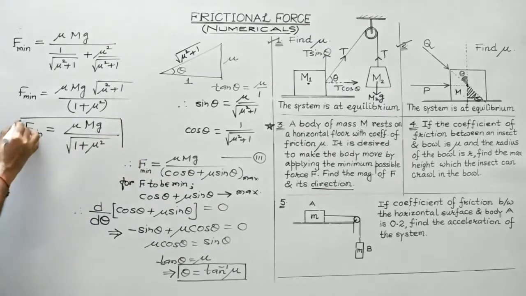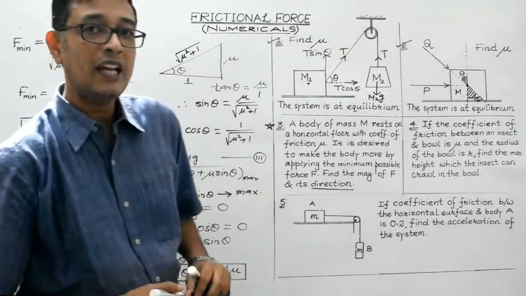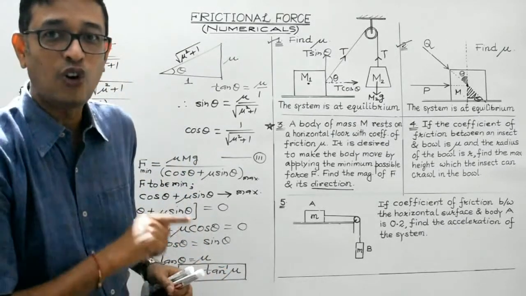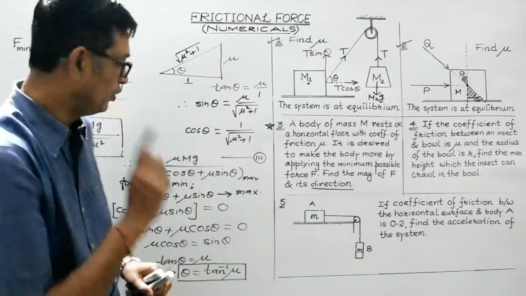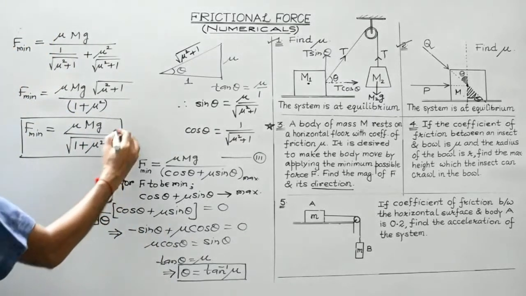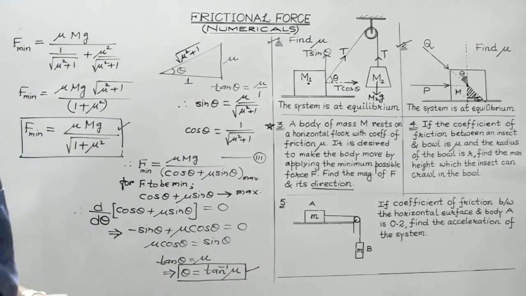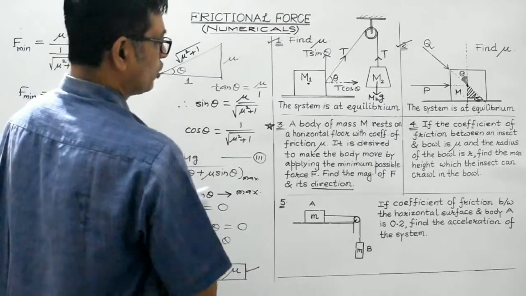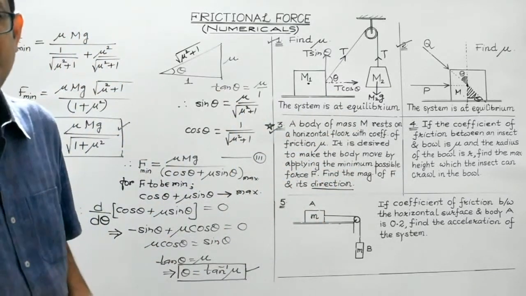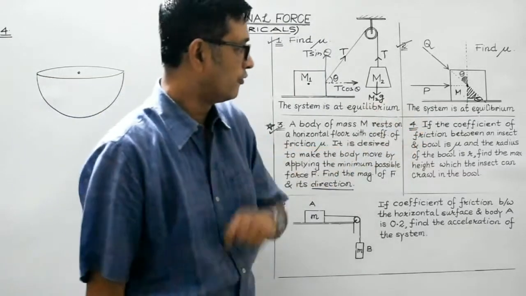So students, this is the minimum force which needs to be applied on the block at an angle theta with the horizontal, where theta is tan inverse mu, so as to make the block move. So we have found both magnitude as well as direction. Right, students? So we are over with question number 3 as well. This is a very, very interesting and very good question. Right? Okay, students, now let's proceed with question number 4.